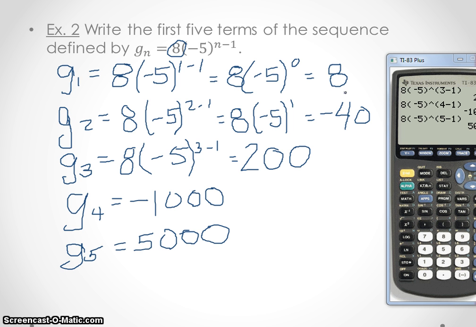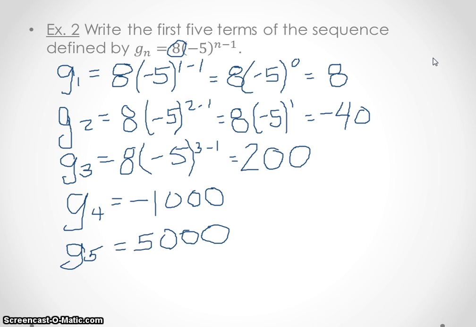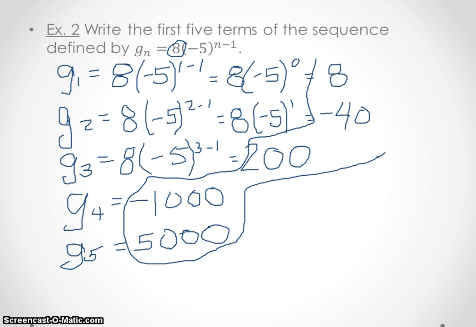So, of course, I'd hope you write this out a little bit neater than mine. I'm not going to take the time to do it right now, but your first 5 terms are 8, negative 40, 200, then negative 1,000, 5,000. And notice our signs here are alternating. That'll come into play later.